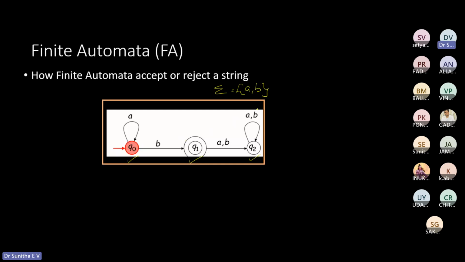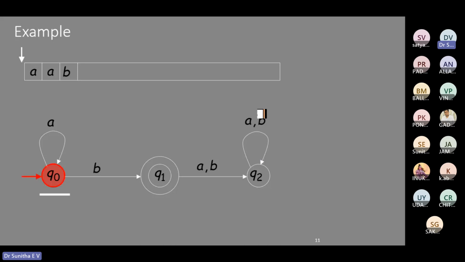So how do we know whether the machine accepts or rejects a particular string? Suppose AAB is the input to the machine. AAB should be accepted by the machine. This machine accepts the string. And if the string is BAB, the machine will reject it. I am saying that AAB will be accepted and BAB will be rejected. And how do we know AAB is accepted, or how do we know BAB is rejected? Let us look into it.